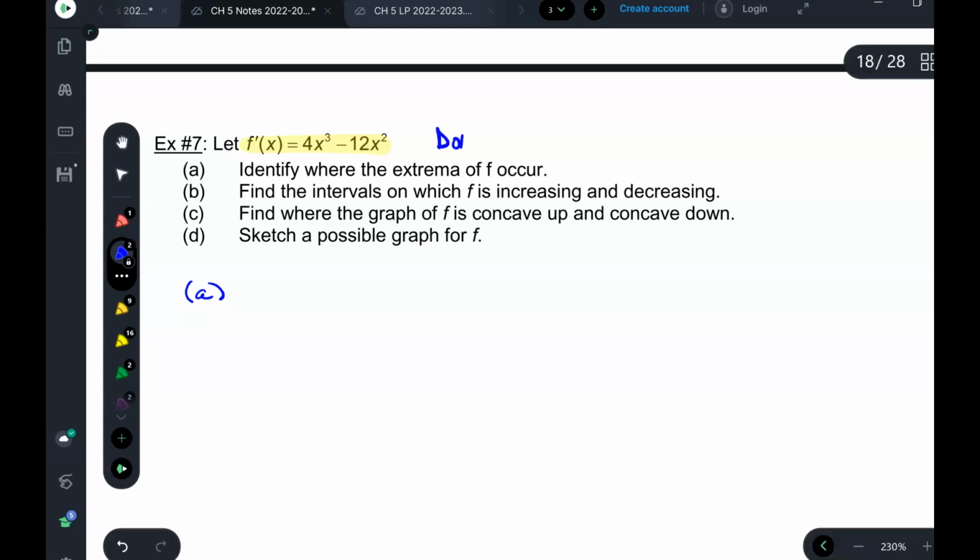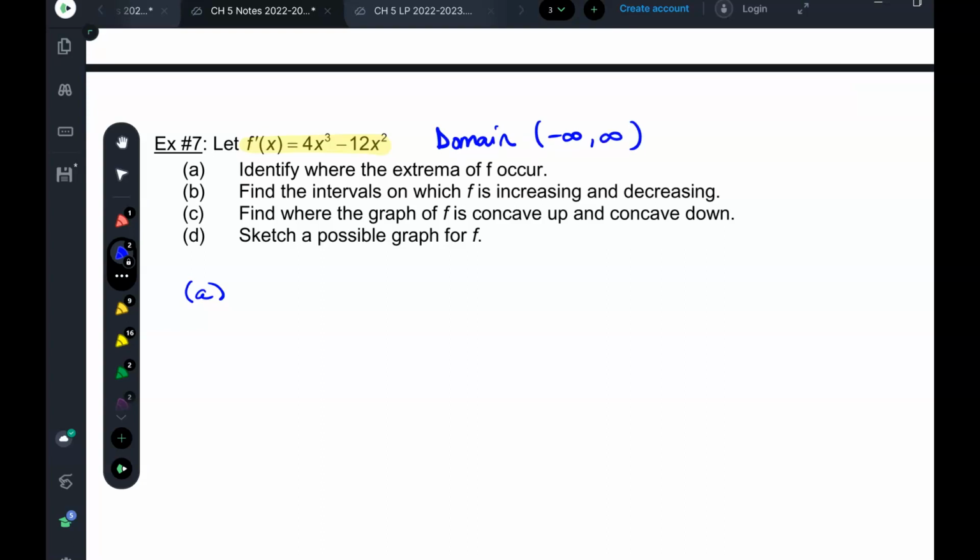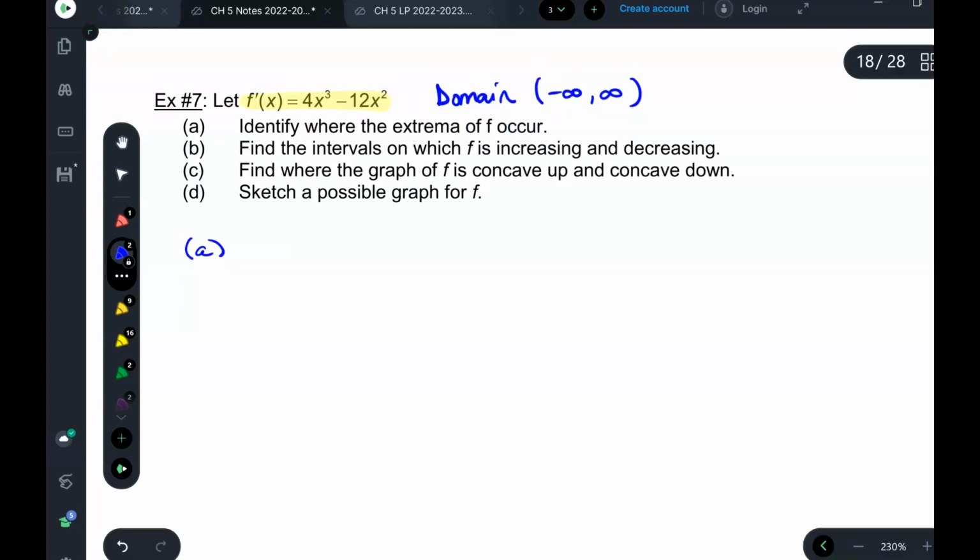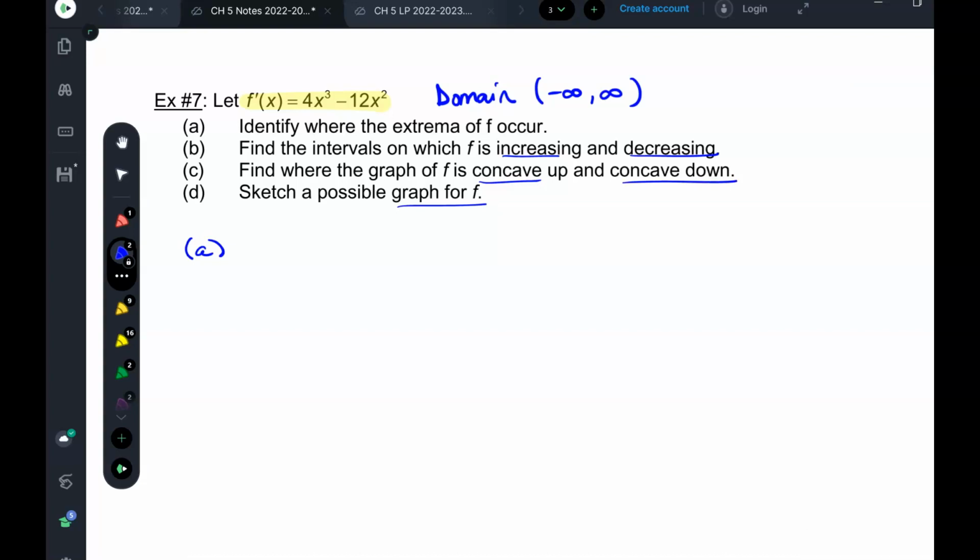First of all, let's just write out the domain, which is negative infinity to infinity, as a reminder. Also, look at what kind of function it is. It's a cubic, so it makes sense. We also want to see where it's increasing, decreasing, concave up, concave down, and then we're going to sketch a possible graph for the original function. Actually, I'm going to do all the work first, and then we'll answer all the questions.